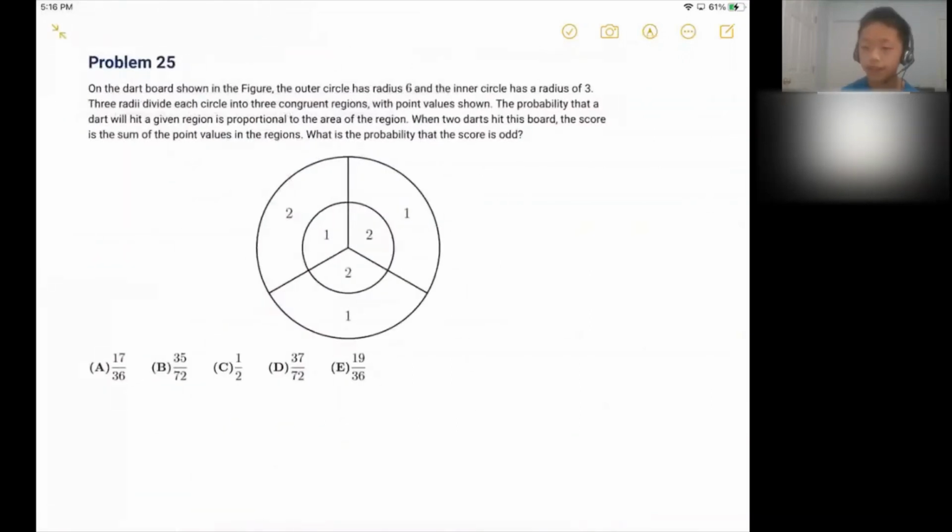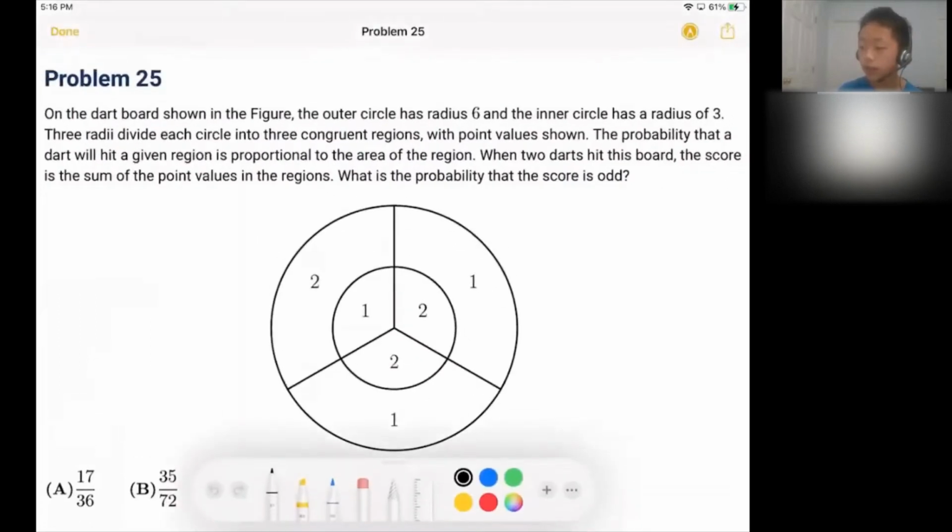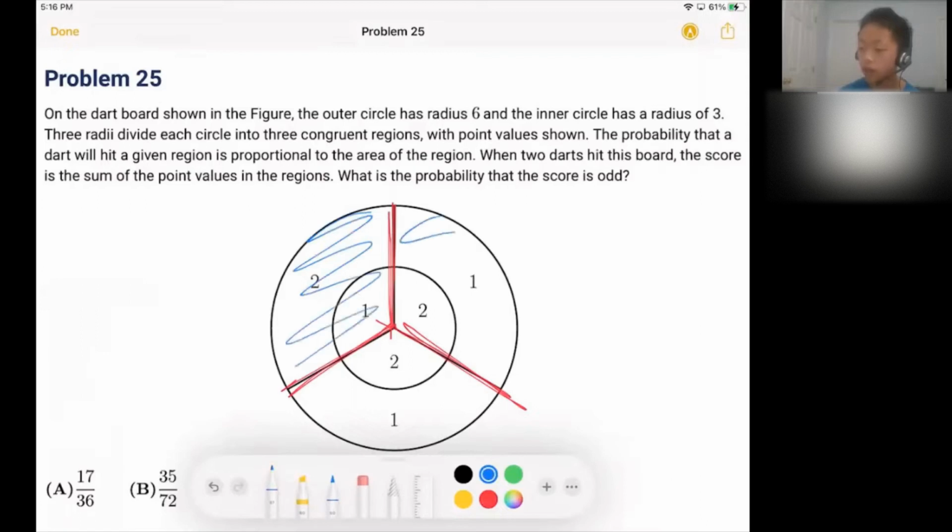So question 25 is a challenging problem. It's a probability question. In this question, we're given this figure, where the outer circle has a radius of 6 and the inner circle has a radius of 3. And the 3 radii divide each circle into 3 congruent regions, right? So you have this radii, this radii, this radii, the 3 radii. They're going to divide the circle into 3 congruent regions. So this is 1 congruent region, 1 congruent region, 1 congruent region, 3 regions total.